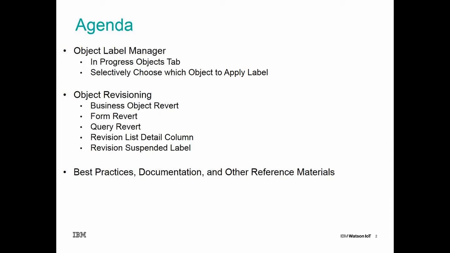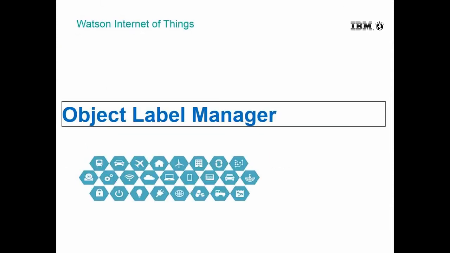Also covered in this presentation will be object revisioning. This covers business object revert, form revert, query revert, the new detail column of revision lists, and the revision suspended label. At the end of the presentation, I will also point you to best practices, documentation, and other reference materials.